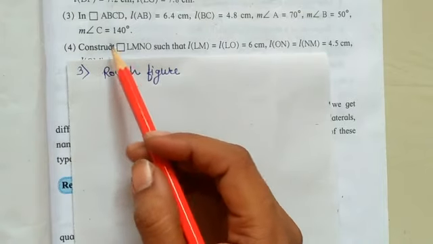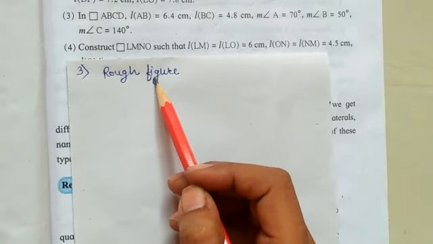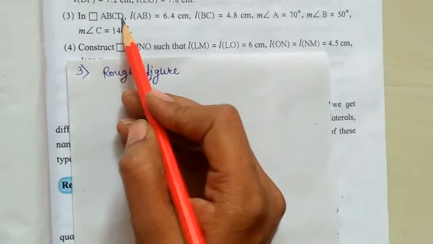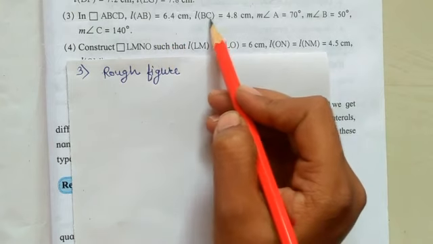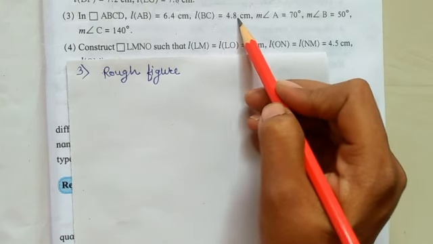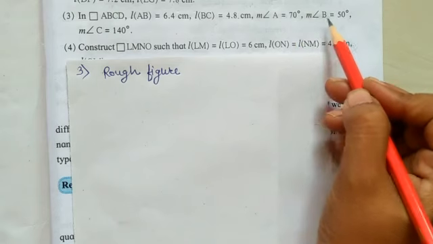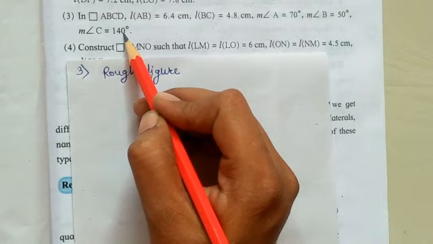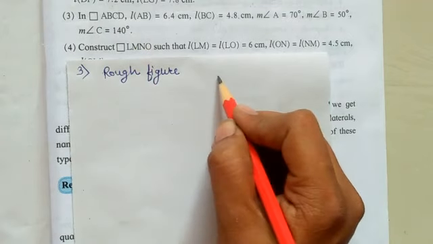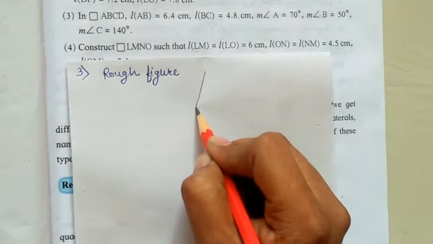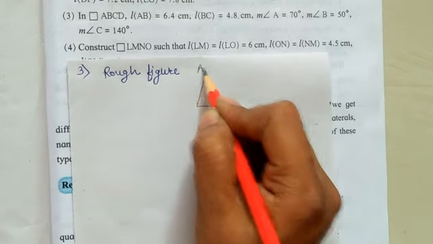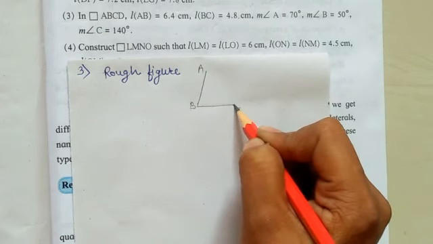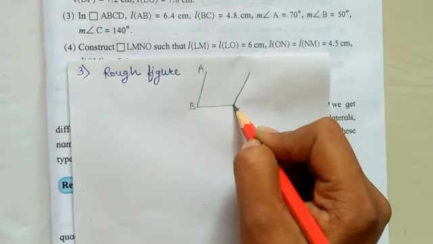So concentrate here. Side by side we are going to draw the rough figure. Here we have to construct the quadrilateral ABCD, where length AB is 6.4 and BC is 4.8. The measurement of angle A is 70, angle B is 50 degrees and angle C is 140 degrees. So if the quadrilateral is like this, this one will be A, B, C. If this is C, it will be an obtuse angle.